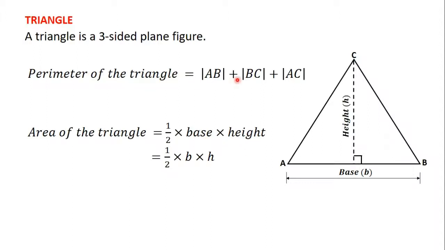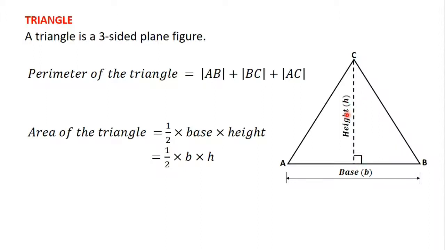So the perimeter of a triangle is the sum of the distance around the triangle. The area of a triangle is equal to half times the base of the triangle times the height of the triangle. So for this triangle here, AB is the base. Line AC and BC are the sides of the triangle. This line here, the perpendicular distance from C to meet the base, which is AB, is called the height of the triangle. So the area of a triangle is equal to half times the base times the height.